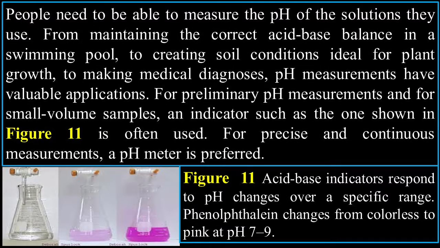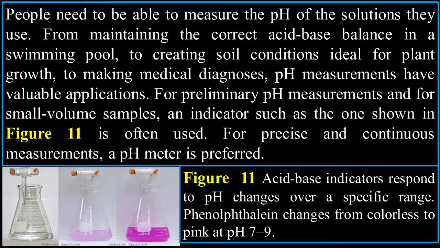People need to be able to measure the pH of the solution they use, from maintaining the correct acid-base balance in a swimming pool to creating soil conditions ideal for plant growth, to making medical diagnoses. pH measurements have valuable applications. For preliminary pH measurements and for small volume samples, an indicator such as the one shown in Figure 11 is often used. For precise and continuous measurements, a pH meter is preferred.